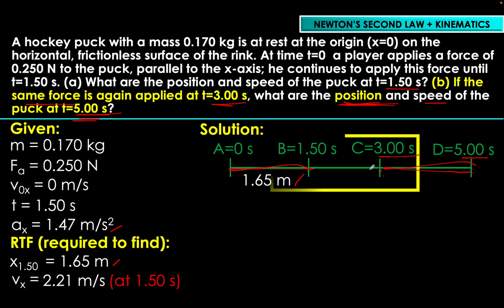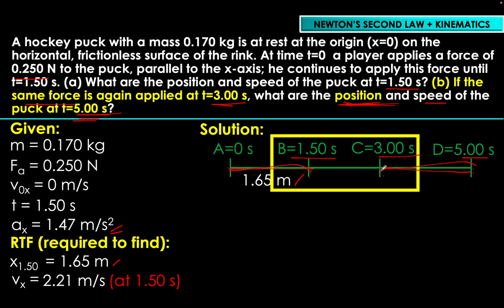Now, for us to do that, we're going to focus on point B to point C and solve for the displacement along X. And take note, you have to know what's happening from point B to point C. It's no longer accelerating at 1.47 meters per second squared because if you look at the problem, the net force is only applied from point A to point B, where the time is 1.50 seconds. However, the net force is no longer applied from point B to point C, meaning to say, guys, the hockey puck is no longer accelerating from point B to point C.